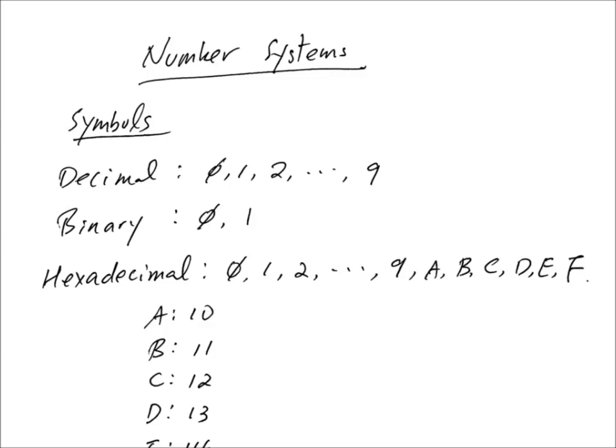Hello, in this video I would like to talk about number systems with three different bases. In our daily life, we use the decimal system and we feel most comfortable with it. In the decimal system, we use 10 different numerical symbols, including 0, 1, 2, 3, and up to 9.